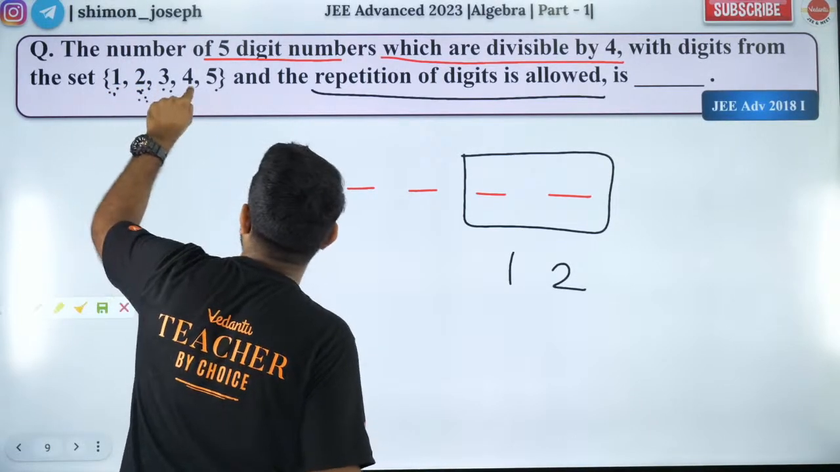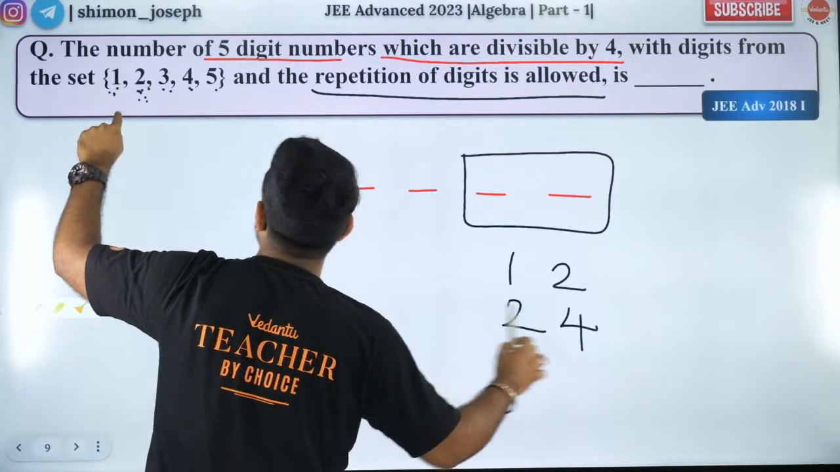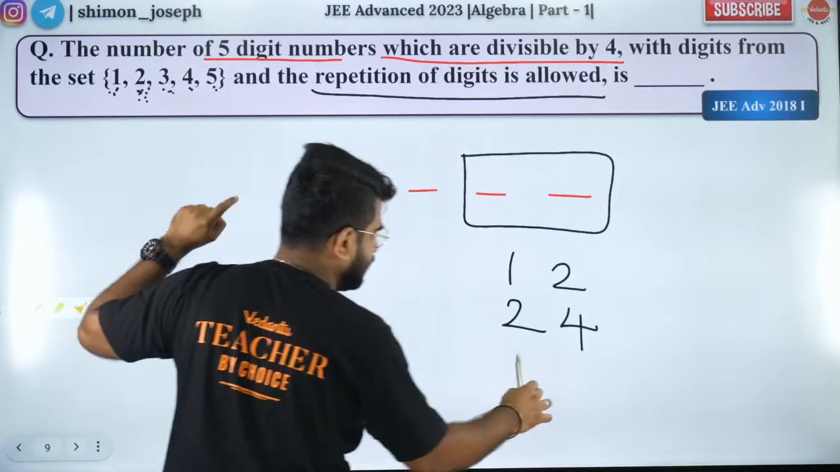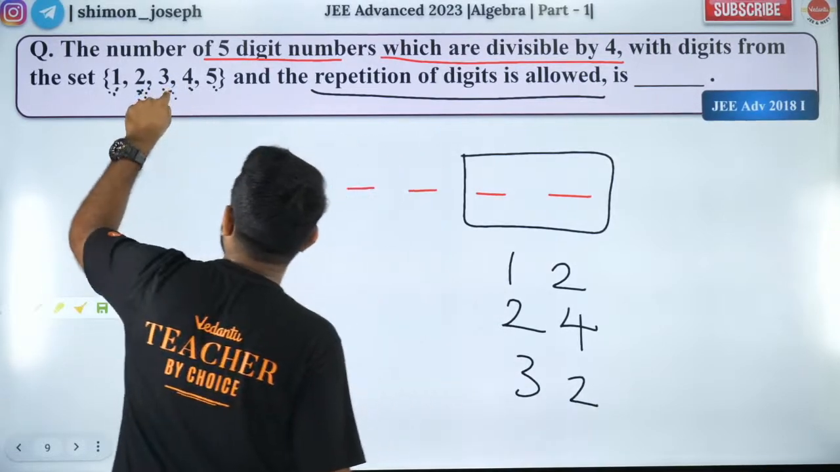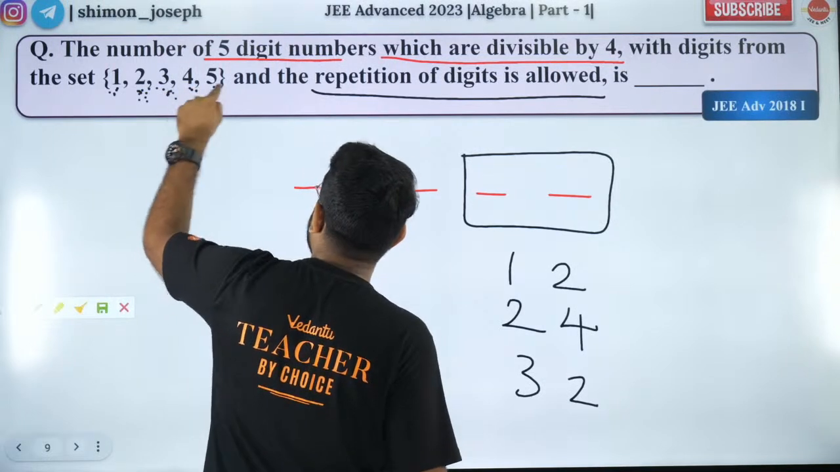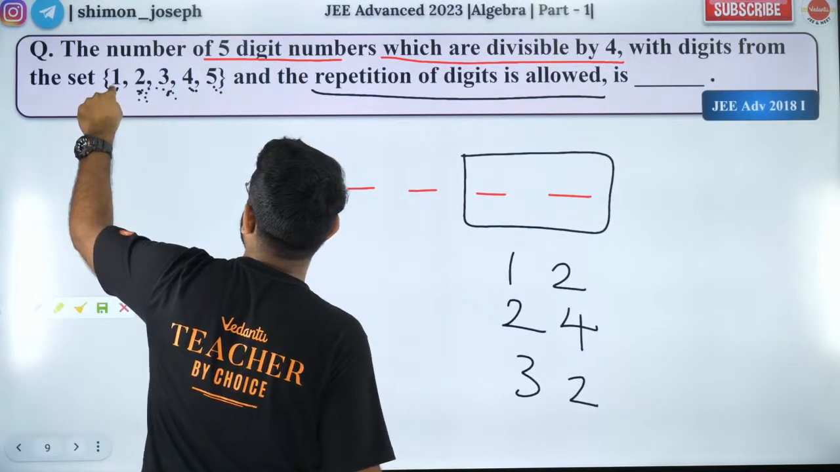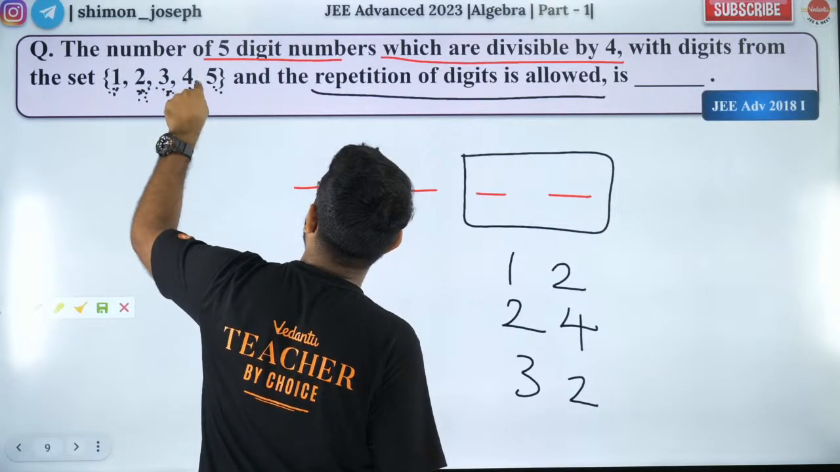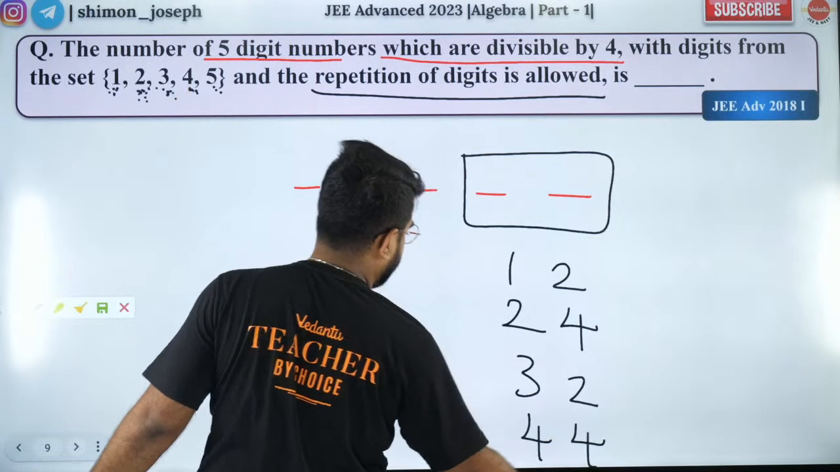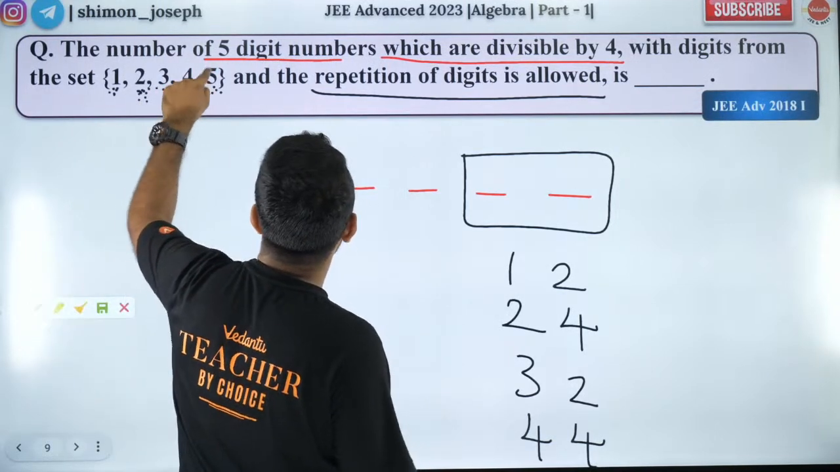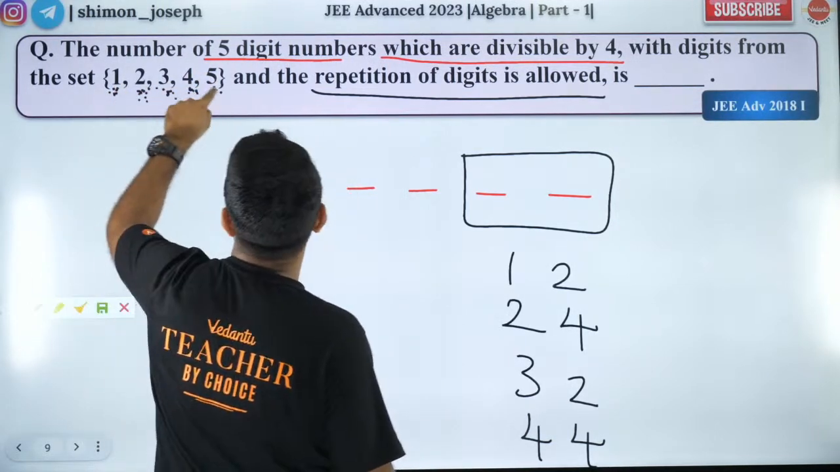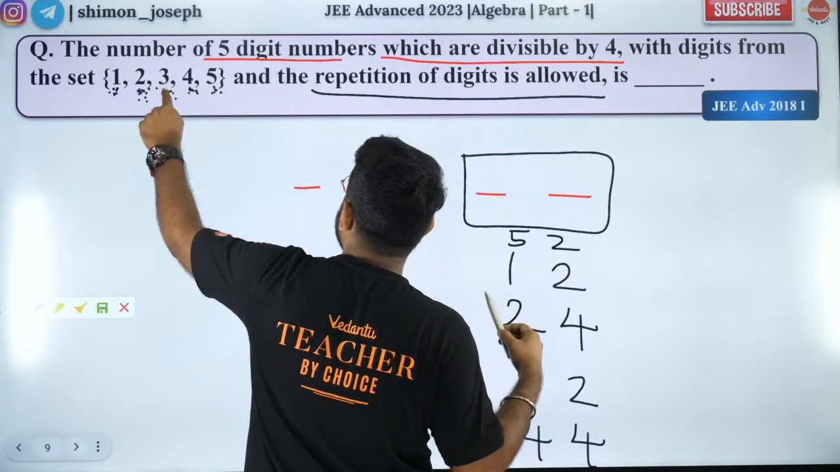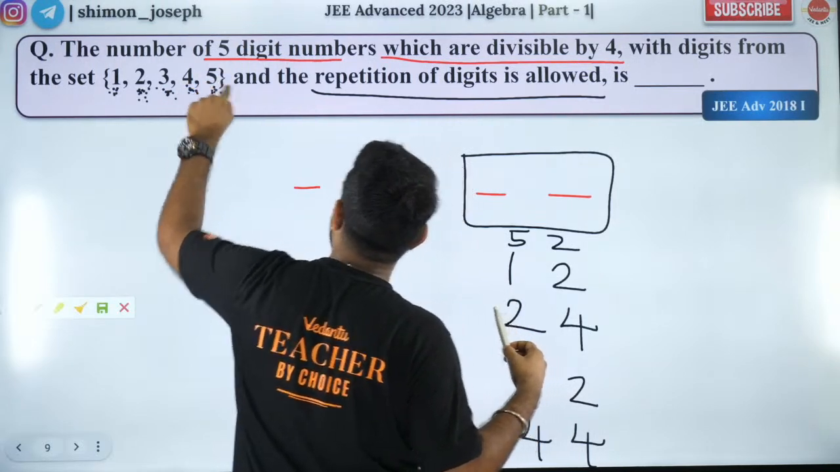23, no. 24, yes. 24 is divisible by 4. 25, no. 31, no. 32, yes. 32 is divisible by 4. 33, no. 34, no. 35, no. 41, no. 42, no. 43, no. 44, yes. 44 will work. Then 45, no. Now 51, no way. 52, yes. 52 is possible. 53, no. 54, no. 55, no.